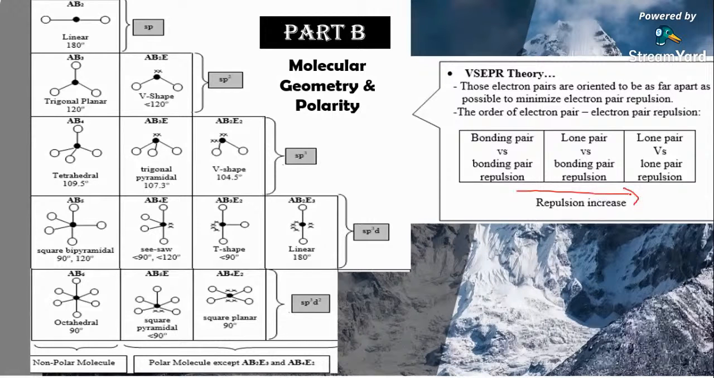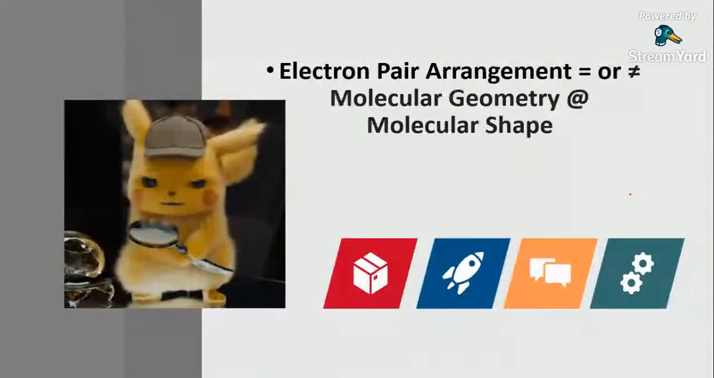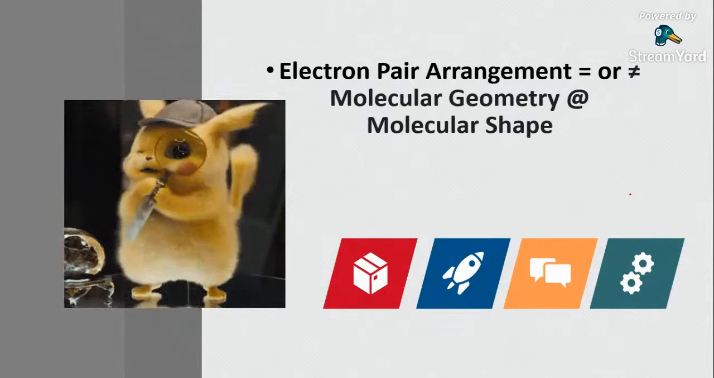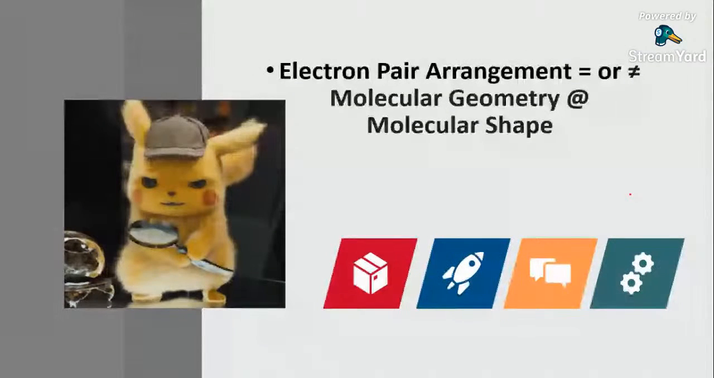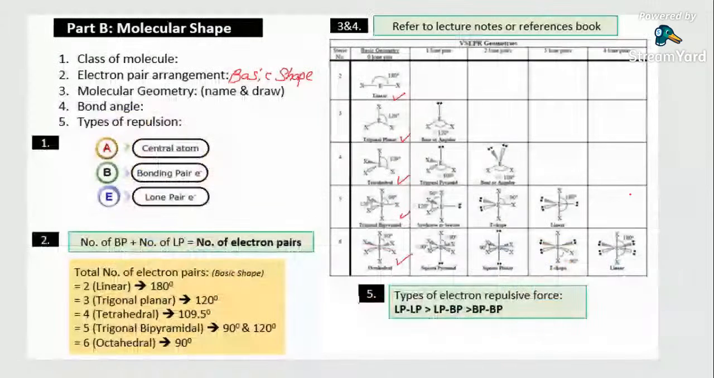One question I would like to ask: is electron pair arrangement the same or different from molecular geometry or molecular shape? I think most of you know. The answer is different. This is one of the activities I have done with my students before. For part B, molecular geometry, I ask my students to identify the class of compound, identify the electron pair arrangement, meaning the number of lone pairs and bonding pairs. Next, we draw and name the molecular geometry. What is the bond angle and what is the type of repulsion?